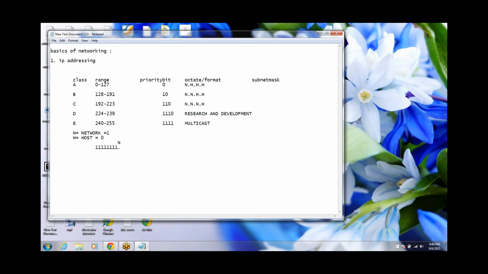Then the H here. What does H mean? Host. Octet means 8 bits. H is equal to host, with the repeated bit value 0. Host octet means we have 1, 2, 3, 4, 5, 6, 7, 8. So the previous one is the network. This is your network here.